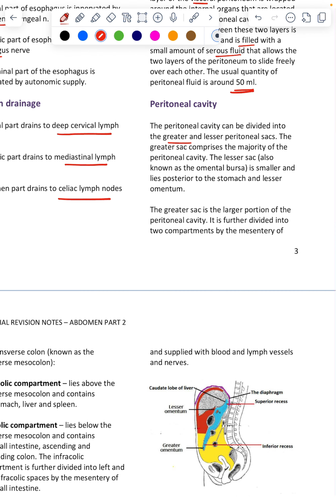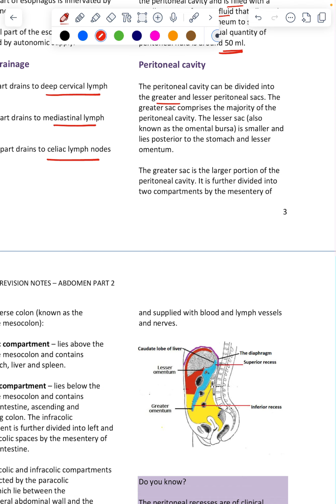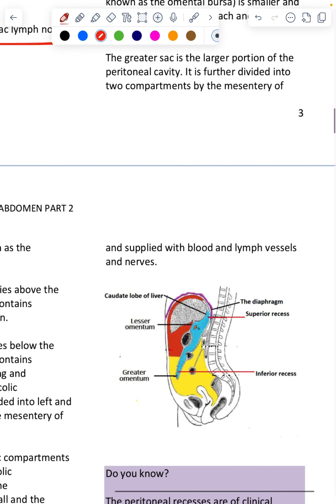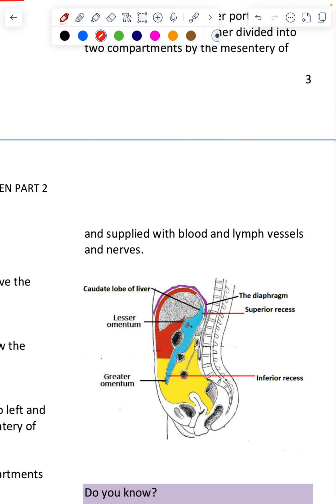The greater sac comprises the majority of the peritoneal cavity. The lesser sac, also known as the omental bursa, is smaller and lies posterior to the stomach. There is the stomach, and behind it, the lesser omentum.